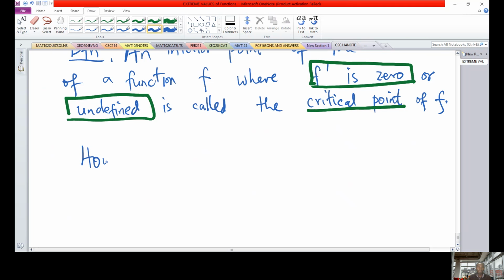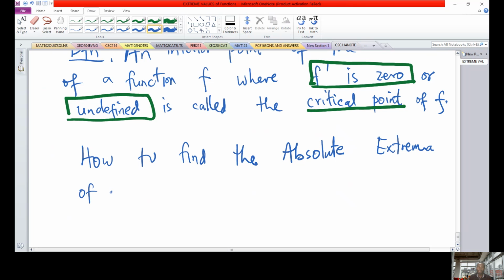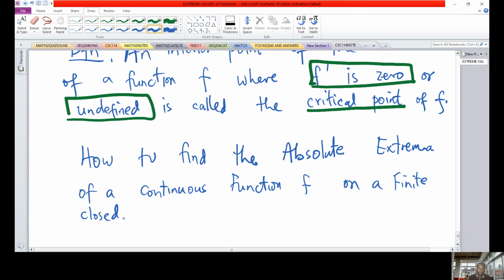So that is what is called a critical point. So how to find the absolute extrema of a continuous function f on a finite closed interval AB.